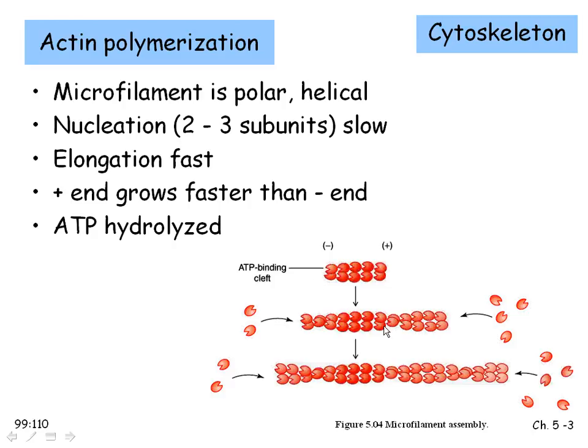What's interesting is that as this growth is occurring, both at the fast end and the slow end, or the plus end and the minus end, the ATP that was on that G-actin is hydrolyzed to ADP. So if you're looking at a globular actin subunit, it'll usually have ATP bound. If you're looking inside the filament, it's usually going to be the hydrolyzed ADP.